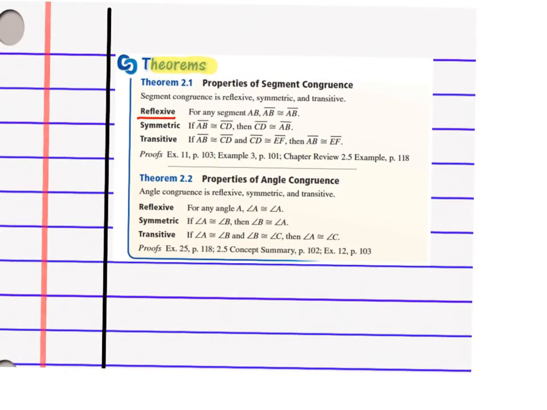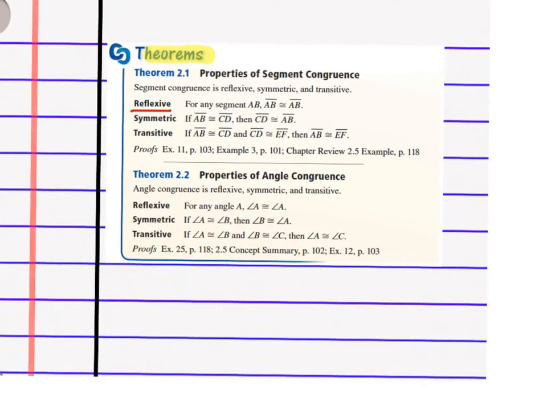All right, so here for theorems, Theorems 2.1 and 2.2 are pretty similar, so you don't necessarily need to write them twice. You should have something written for reflexive, symmetric, and transitive. It's in here twice because one talks about line segments and one talks about angles. But they're really similar, so I don't think you need to write it twice. So there should be something written for reflexive, symmetric, and transitive because those are properties you're going to use in your proofs.